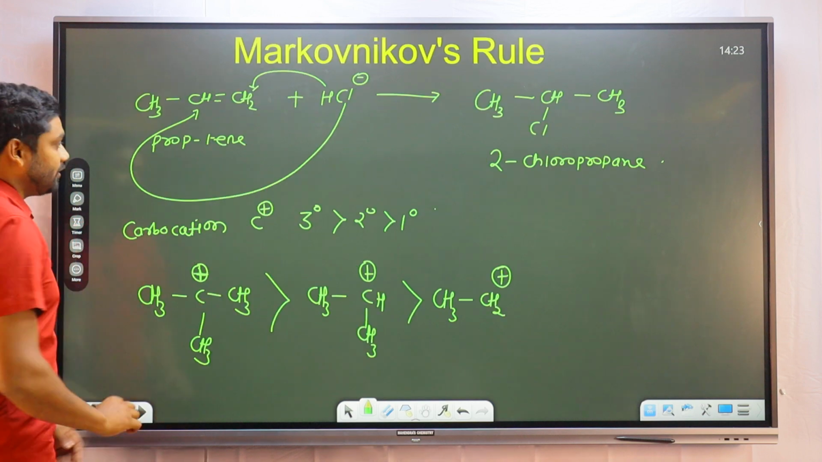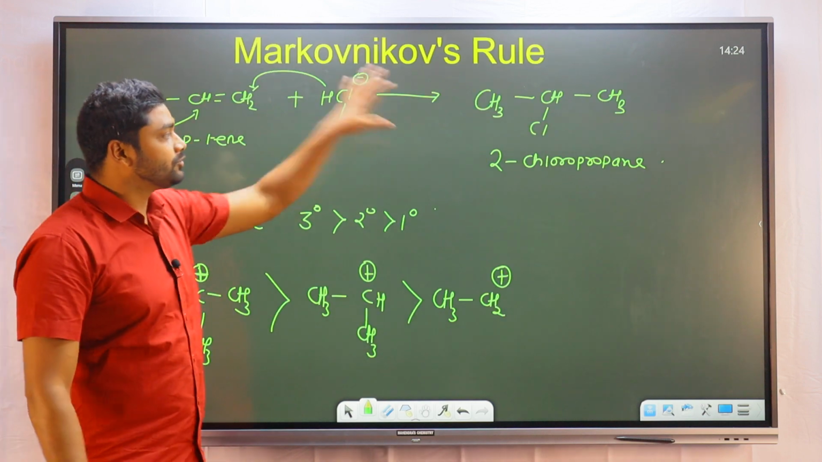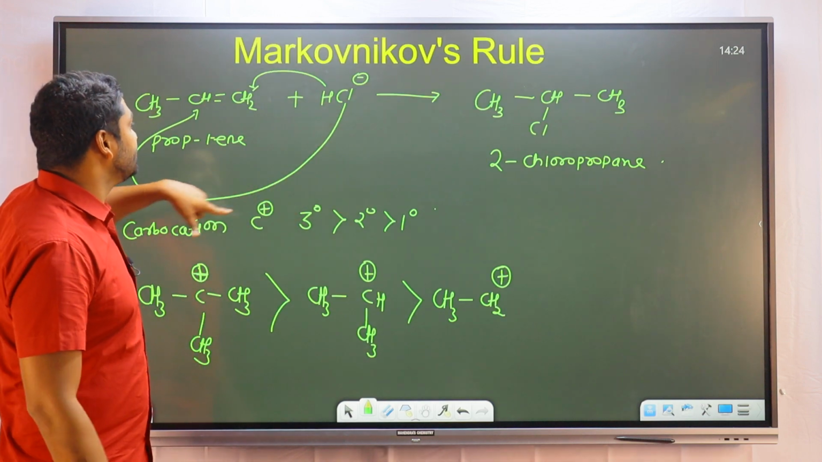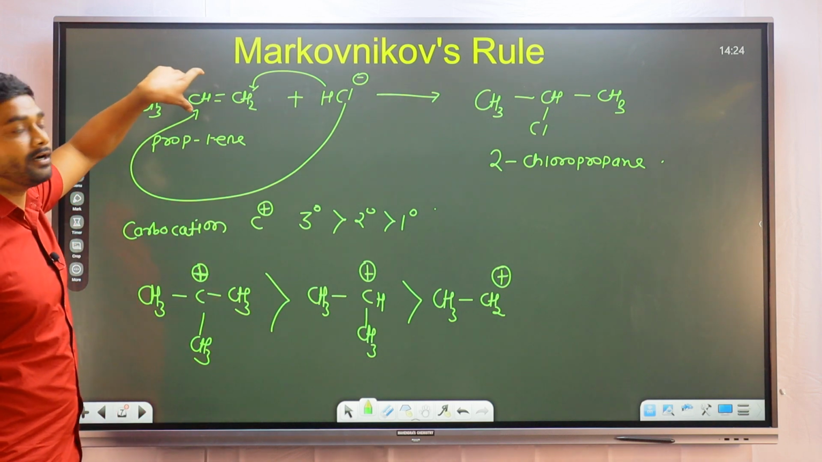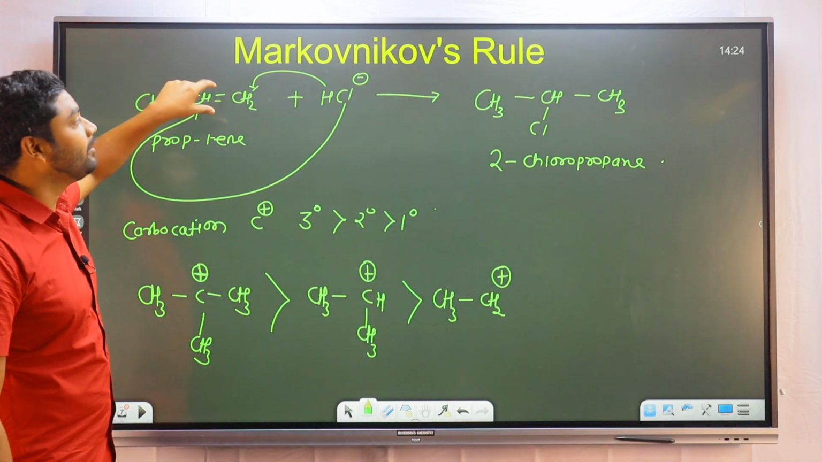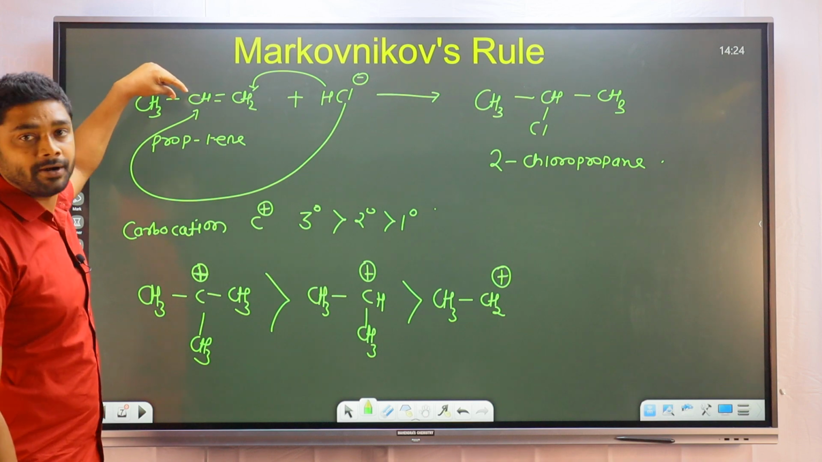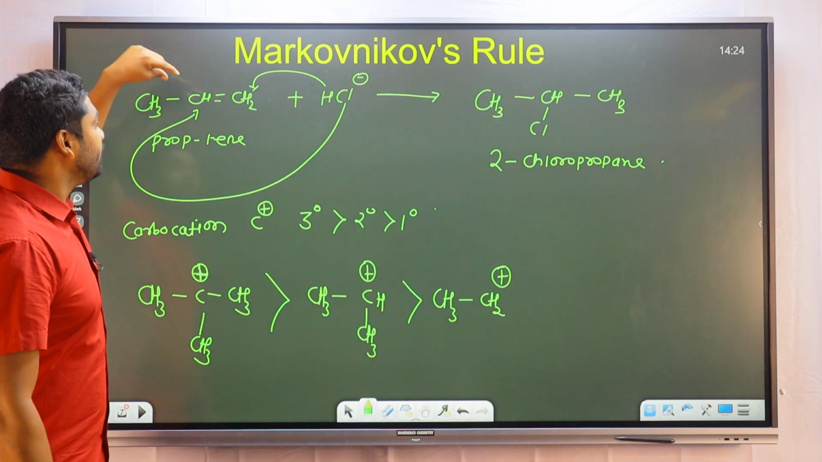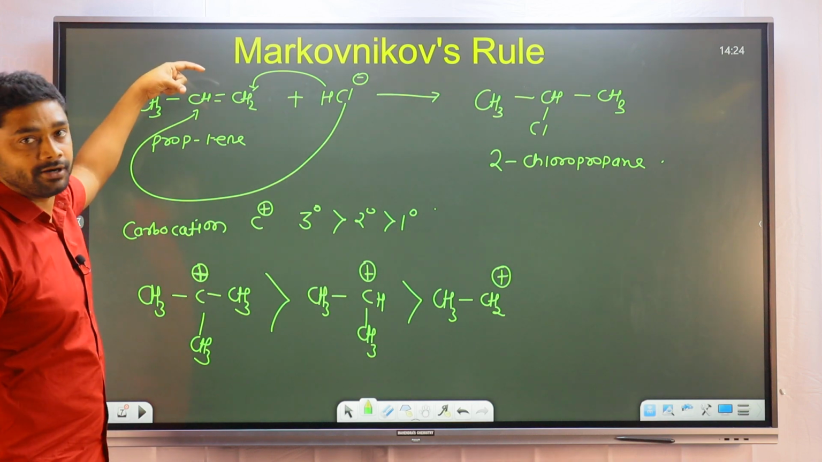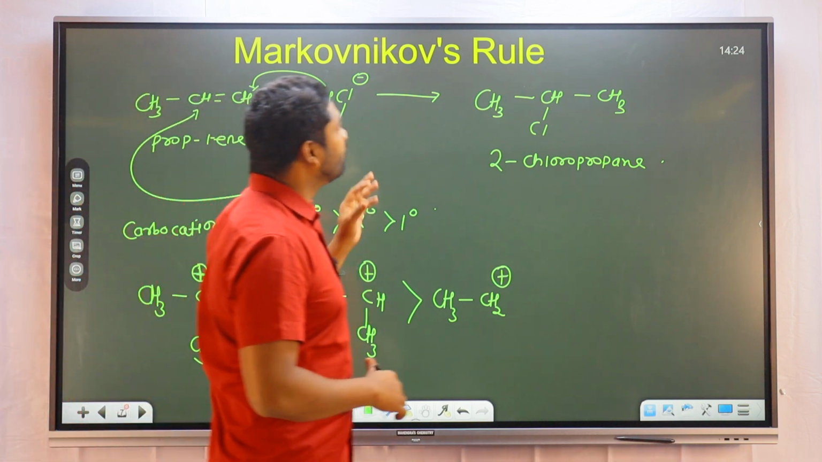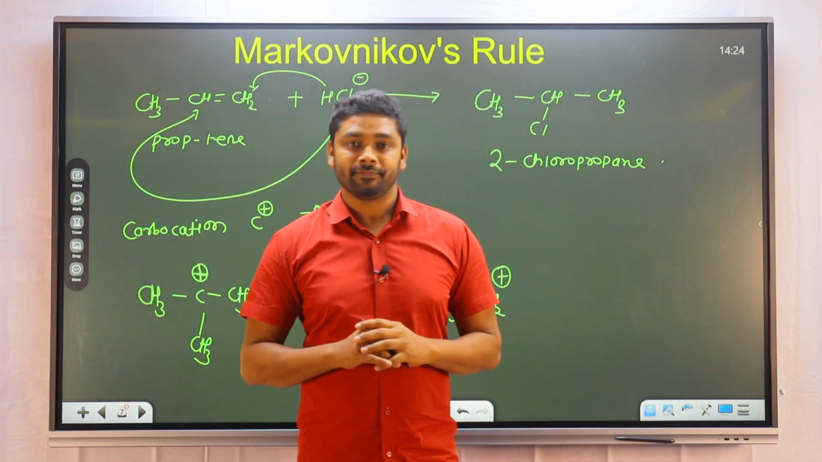So based on this, we understood how the negative part of the reagent attaches to the unsaturated carbon of the unsymmetrical alkene which contains fewer hydrogen atoms, because it produces a stable carbocation, and this way we proved Markovnikov's rule. Thank you very much.